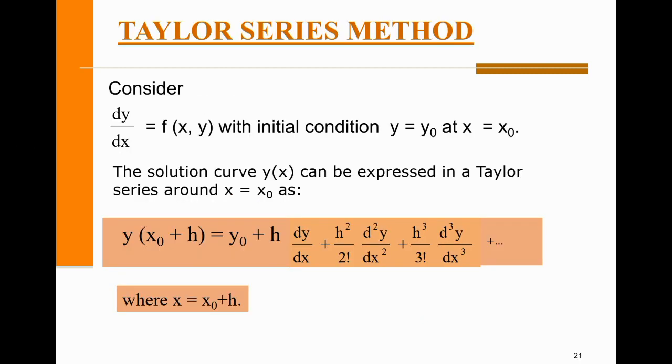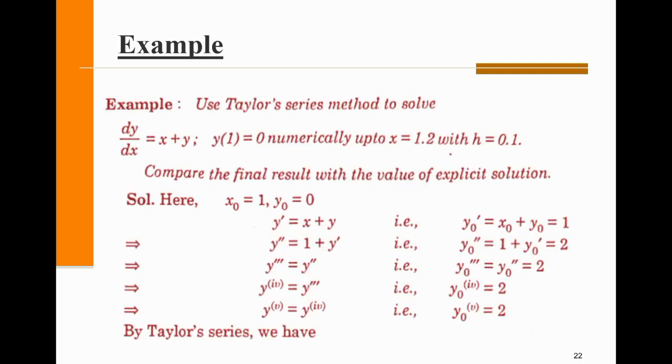So we will use this methodology to calculate the values for our solutions, and this method is called the Taylor series method. For example, suppose this is your initial value problem in which this is your slope, x plus y, and this is your initial condition. At x0 we have been given the value of y to be 1. Now we have to calculate the value at x equal to 1.2 with a step size h of 0.1.